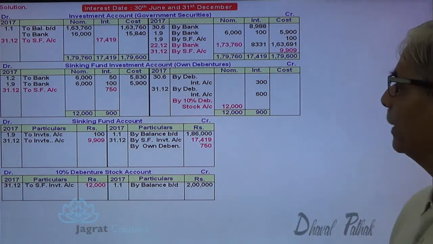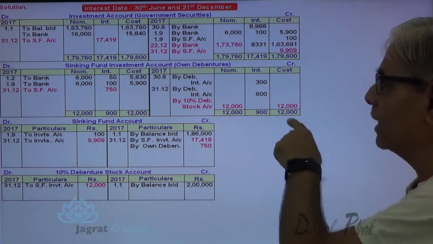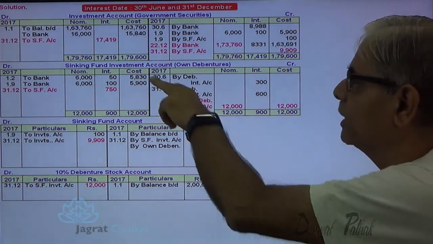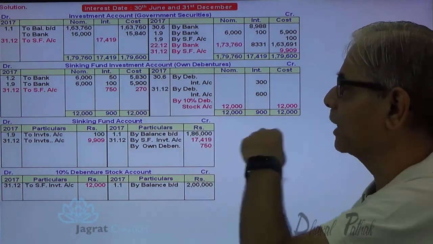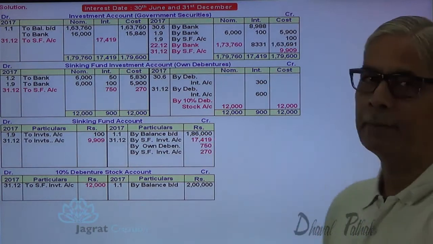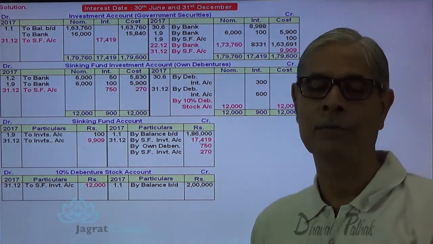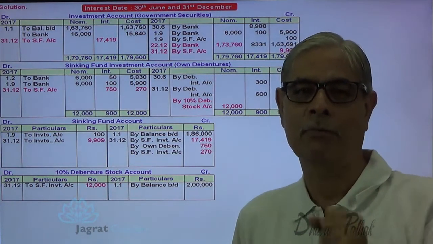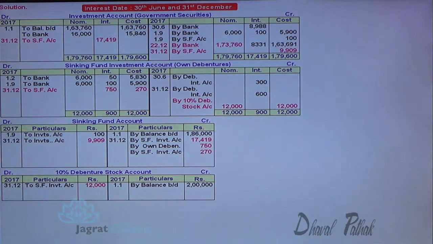Now 12,000 will be credited in the cost column. So 12,000 is the redemption value of this investment. So here you will get the profit on cancellation, that will be transferred to sinking fund, 270. So this is how this own debentures account is closed on 31st of December. Don't forget to write down the interest entry for 6 months, that is recoverable from the company itself on the investment in own debentures.